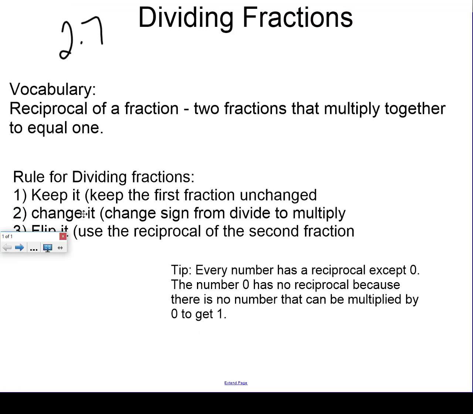All right, we are dividing fractions. What you see on the board is the definition of reciprocal of a fraction. So it's two fractions that multiply together to equal 1, or 1 whole. The rule for dividing fractions: keep it, change it, flip it.